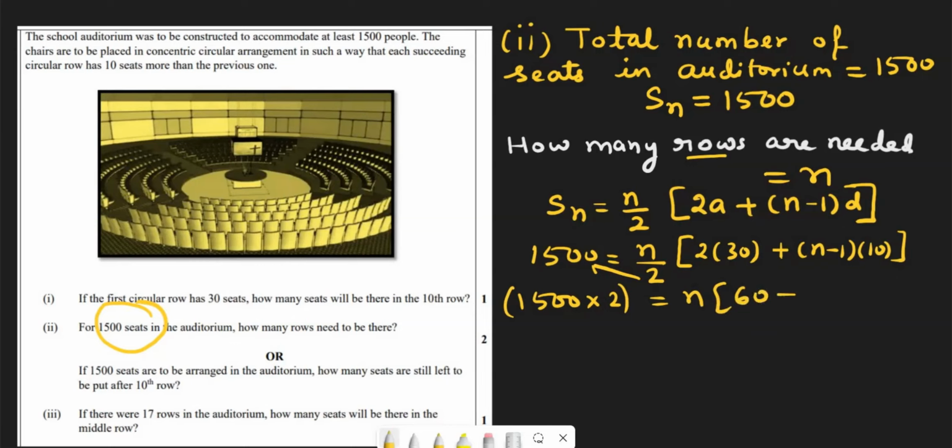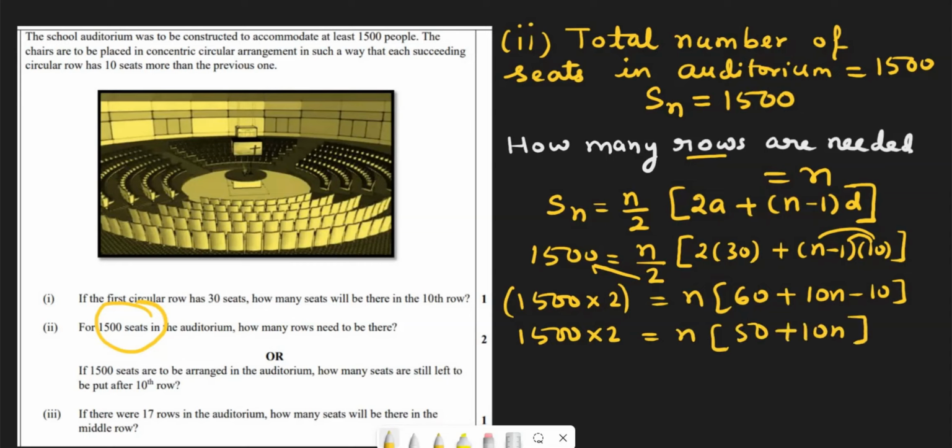60 plus 10, you distribute over the bracket. You get here 10n minus 10. Here 1500 times 2 is n times 60 minus 10 in the bracket, which is 50 plus 10n. We distribute n over the bracket and we get 1500 times 2 is 50n plus 10n square. The cancellation is only dividing by 10 throughout.